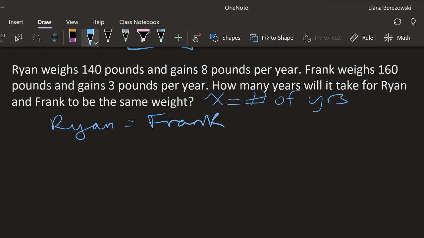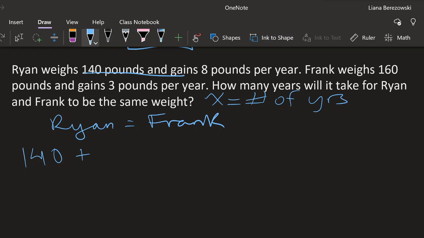Well, Ryan already weighs 140 pounds. Okay, that's a constant number. He weighs 140. So just like in the ticketing problem, it's like the flat rate, right? 140 pounds, that's sort of his base weight. So 140 pounds is going to be added here.